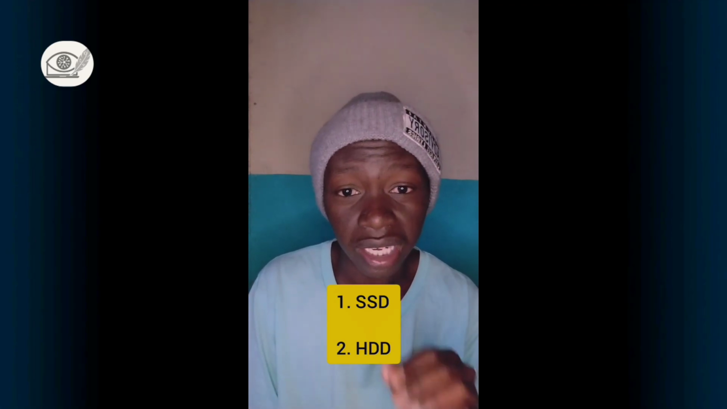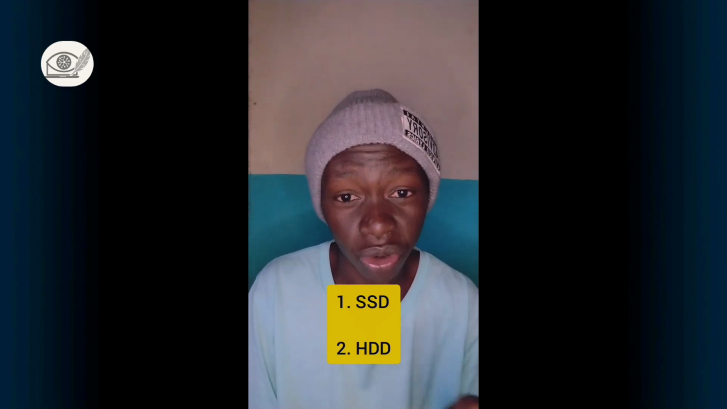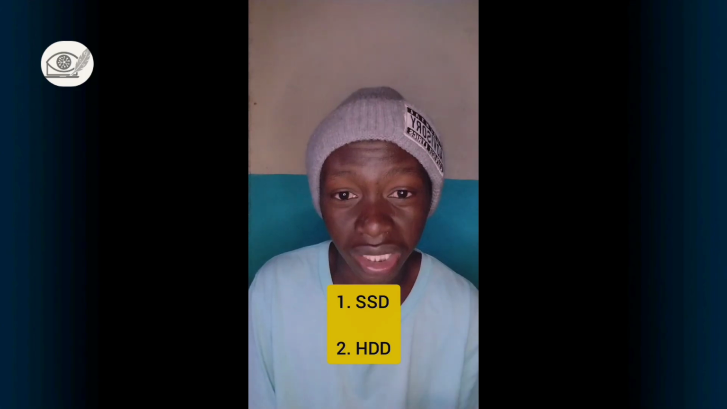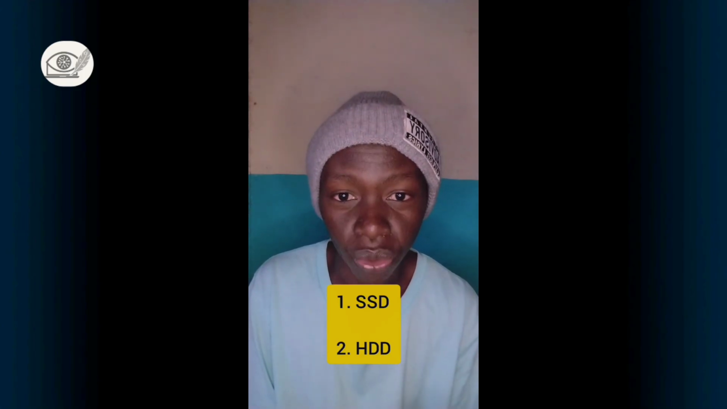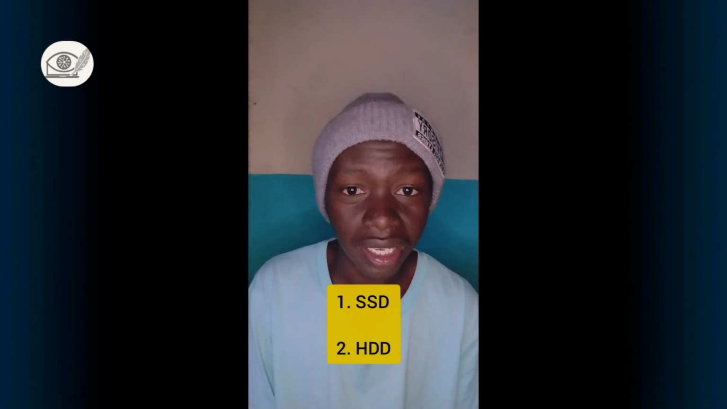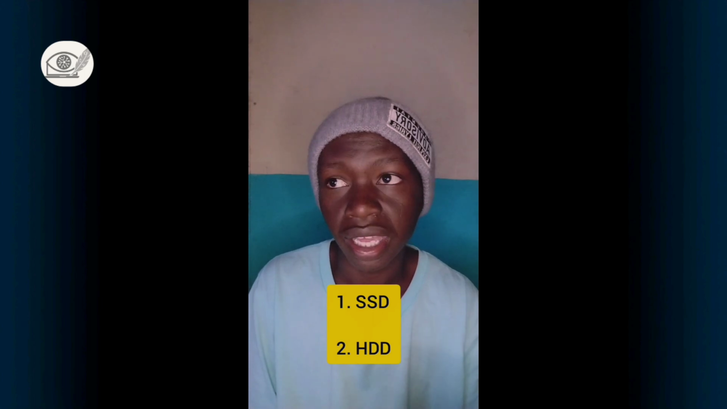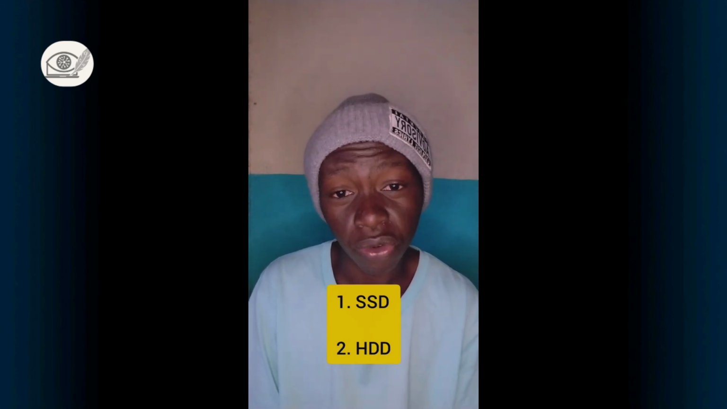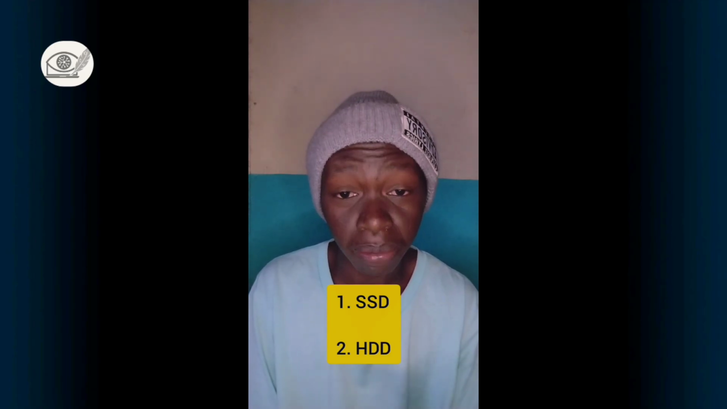HDD is one of the earliest and oldest forms of storage, and that means the technology is somewhat outdated and it will be slow. Now as for the SSD, it is the modern version of storage. As a student, you want to go for the SSD simply because you will be loading the operating system faster. A majority of people who use laptops use the Windows operating system. Now SSD has the ability to load faster.